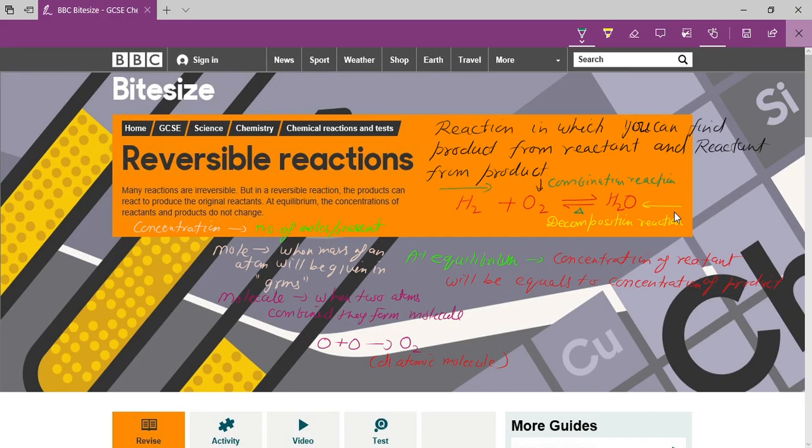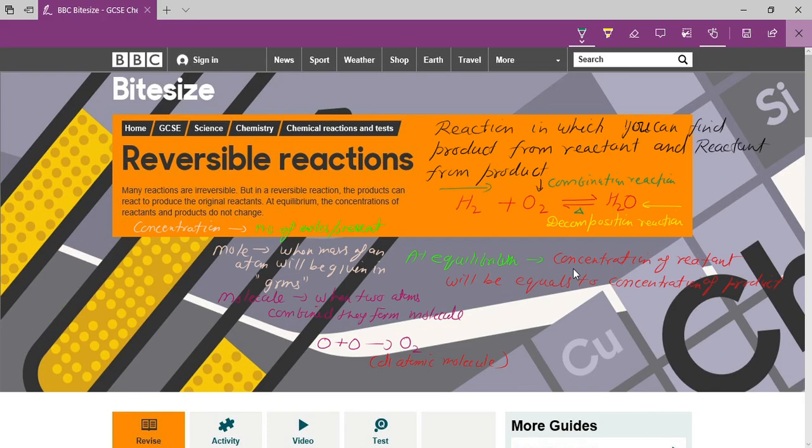And also, beta, suppose any reaction is in equilibrium condition. Always remember that the number of reactants will be equal to the number of products. Or indirectly, the concentration of reactant will equal the concentration of product. You can also understand that concentration means the number of moles or the number of molecules on either side, clear?